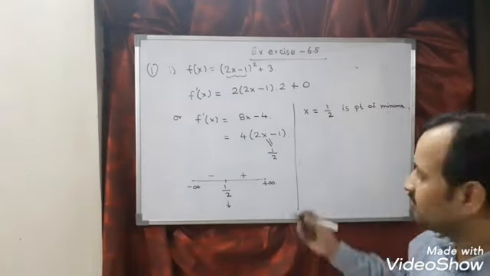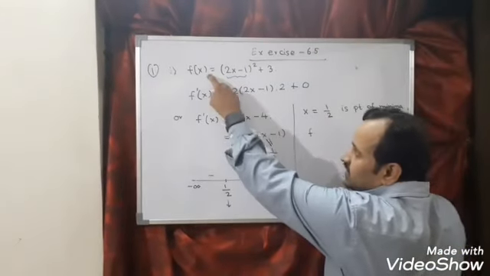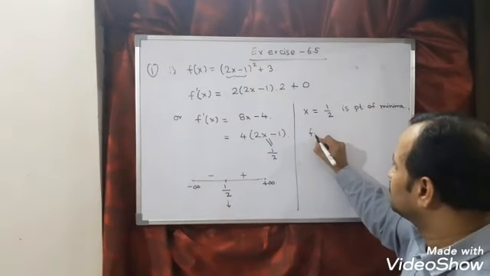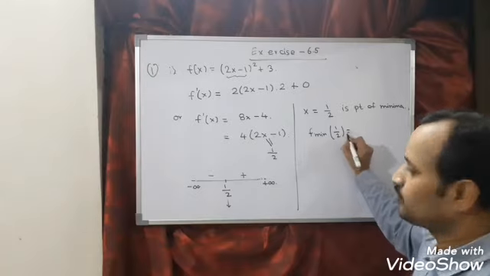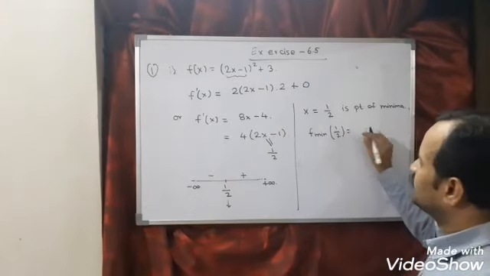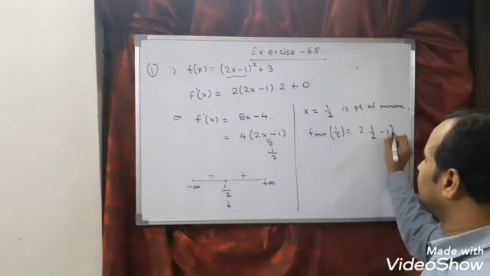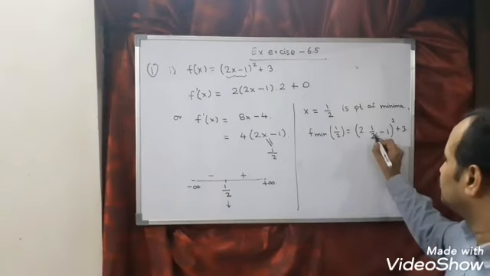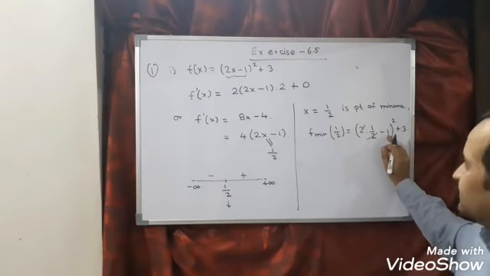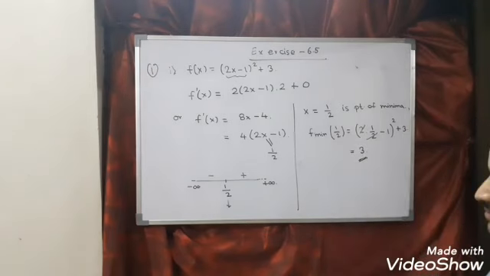And the question is the minimum value. So put x is equal to 1 by 2 in the question, and you will get the minimum value. So f minimum at 1 by 2 is equal to, put this value here: 2 into 1 by 2 minus 1 whole square plus 3. Now you can see here the 2 cancels, 1 minus 1 is 0. So the answer of this question is 3. Just apply the working rule, and it will become very simple.